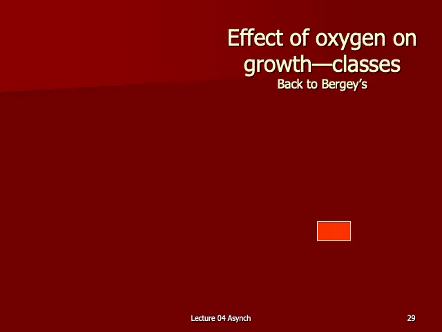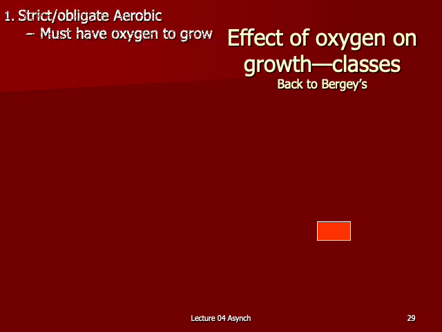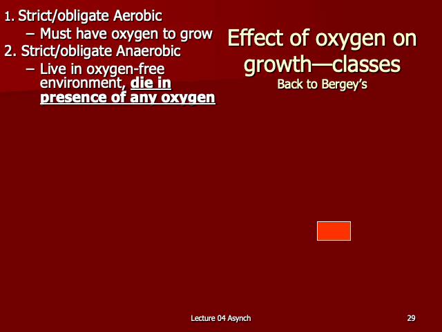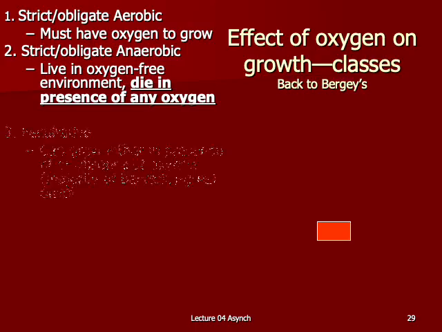So now let's talk about oxygen. And again, we're going to look at terms that we see in the Bergey's manual. If you have a strict or obligate aerobe, that means it must have oxygen to grow. If you have a strict or obligate anaerobe, that means it cannot tolerate oxygen. If there's oxygen around, it dies. Must live in an oxygen-free environment.